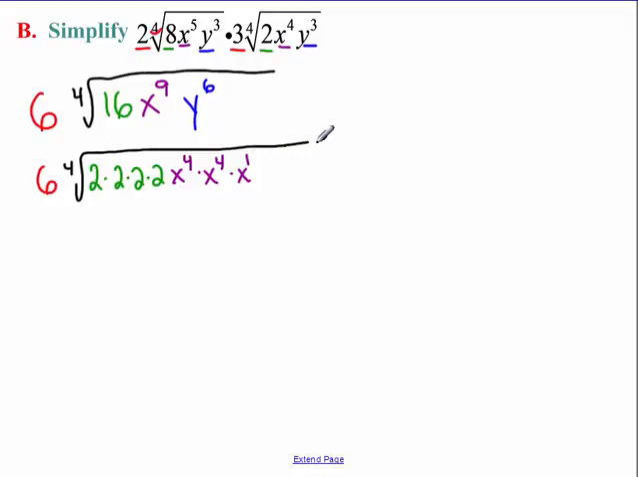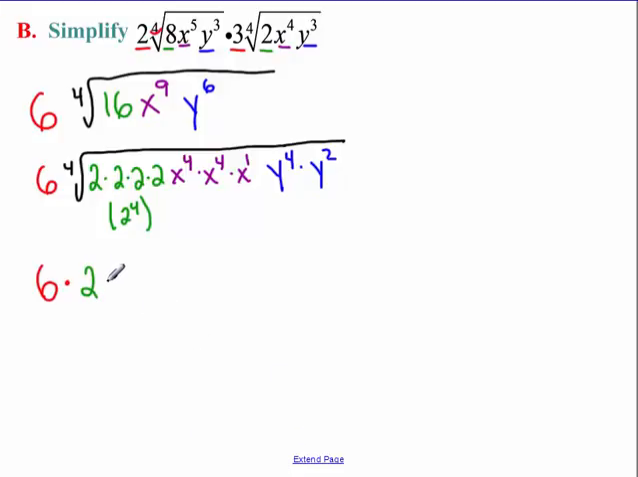And now let's look at our y to the 6th. Y to the 6th, write it as powers of 4. So y to the 4th times y squared, because when I add the 4 and the 2, they're going to add up to be 6. I picked 4 because my index was 4. Now, like I was saying, this is really 2 to the 4th. So that 2 can be pulled out of our radical and just become a regular old 2.